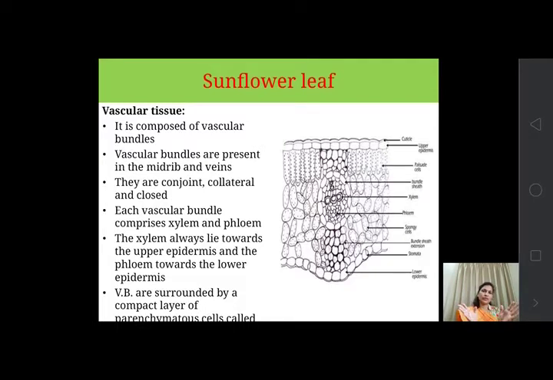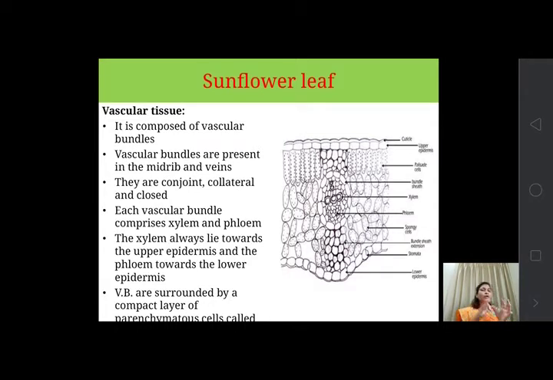Okay, so these vascular bundles, like in the stem, are conjoint and collateral, but they are closed. In the case of the stem, they are conjoint, collateral and open type of vascular bundles because there is secondary growth. In the case of root, they are radial vascular bundles and closed type. In the case of leaf, they are conjoint and collateral like the stem, but closed like the root. So it is conjoint, collateral and closed type.